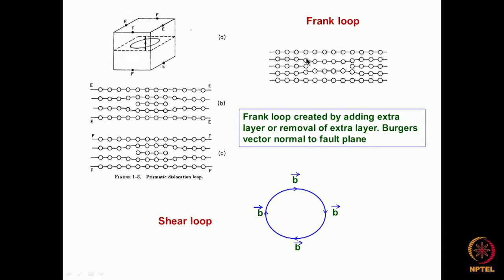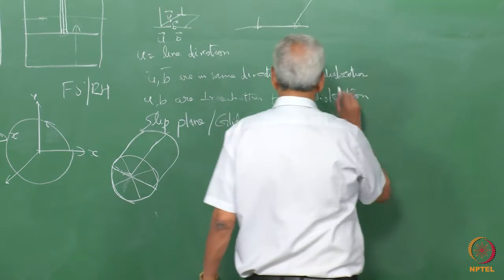From this you can make out that the Burgers vector is always going to be in this direction. The direction in which this defect is lying is this particular one, and the Burgers vector is perpendicular to it, but this is not the slip plane. This type of defect is called the Frenkel defect.